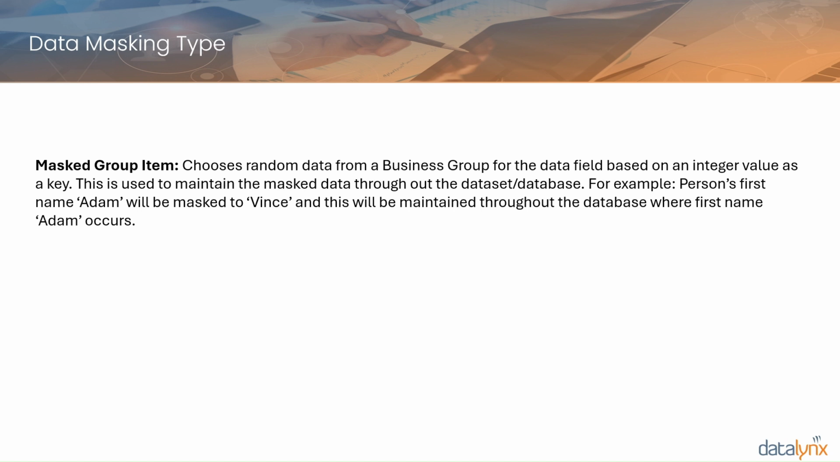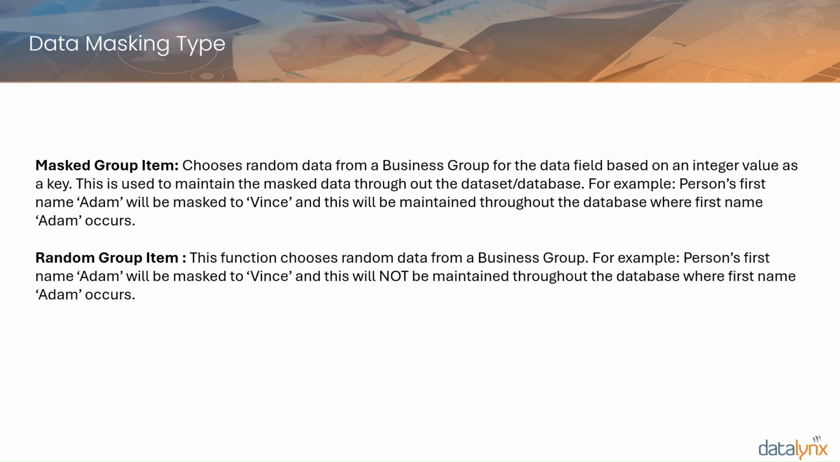For example, person's first name, Adam, will be masked to Vince, and this will be maintained throughout the database where first name, Adam, occurs. Random group item, this function chooses random data from a business group. For example, person's first name, Adam, will be masked to Vince, and this will not be maintained throughout the database where first name, Adam, occurs.